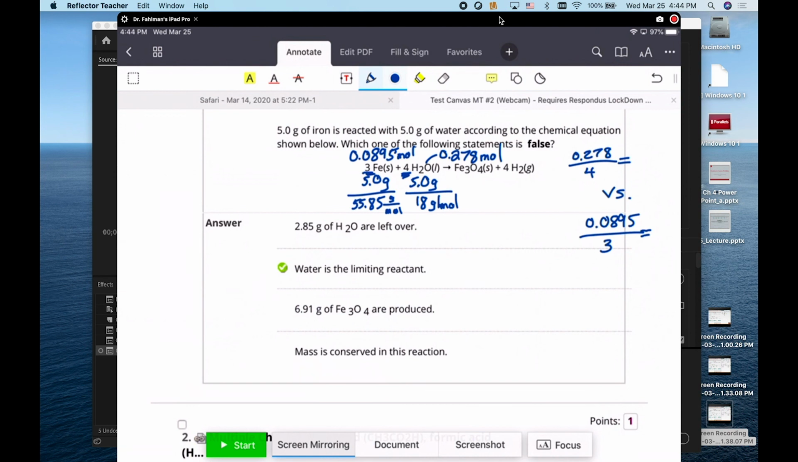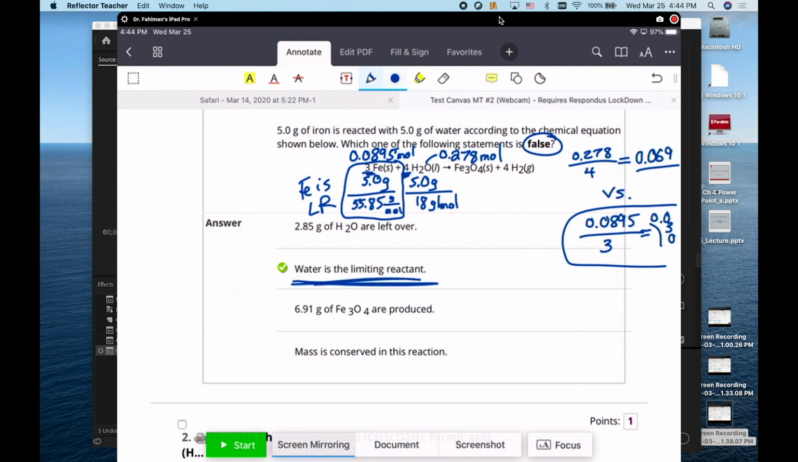So that divided by 4, you get 0.069, and the other one divided by 3, you get 0.030. That's the smaller number, and so that means iron is the limiting reagent. It's asking which one is false in this question, so you know that that's false. Without doing any of the others, you know that's the false answer.